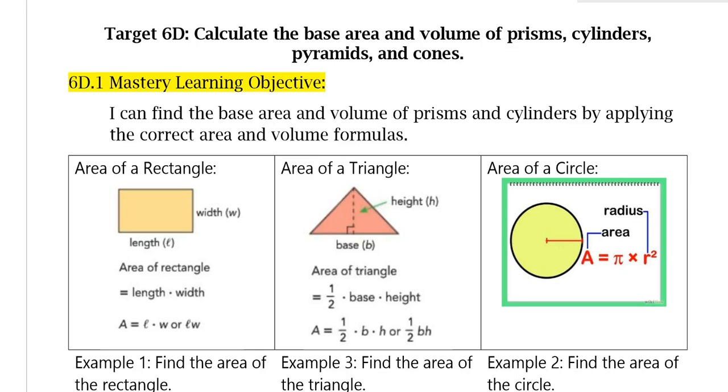Looking at target 6D, calculate the base area and volume of prisms, cylinders, pyramids, and cones. So lots of stuff. All right, so the first thing we're going to look at is finding the base area and volume of prisms and cylinders by applying the correct area and volume formulas.